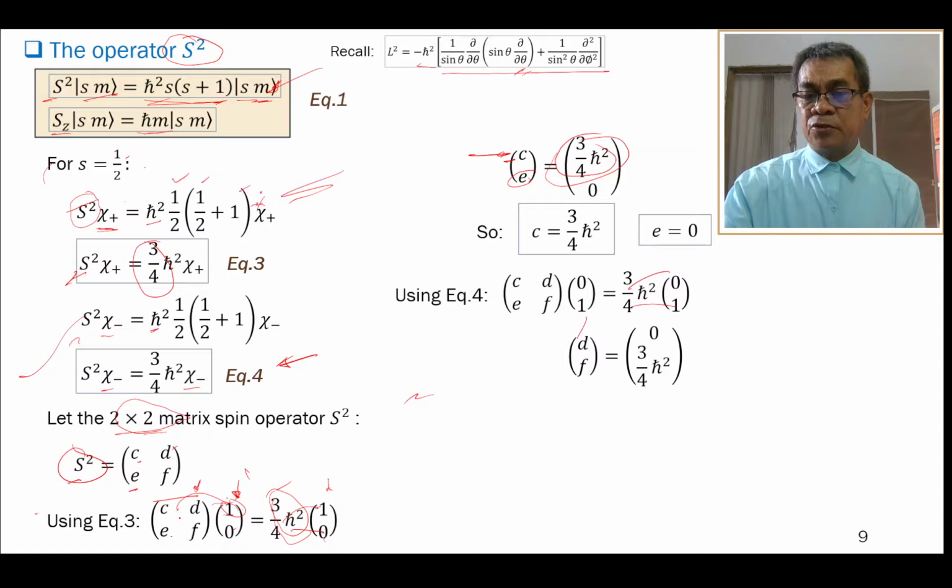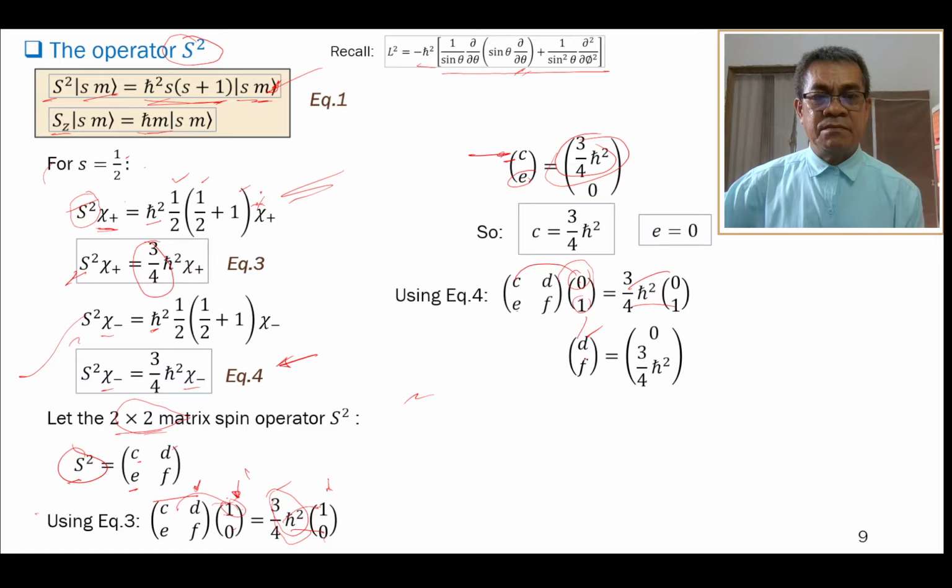Now if you multiply the 2 by 2 by the 2 by 1, then the result is a column matrix. So we have one column with two rows. So it should be C and E. Now similarly, in this case, multiply C times 0 becomes 0, and then 1 times D, so it should be D. Then 0 times E, sorry, plus 1 times F. So we have this F, so we have D, F.